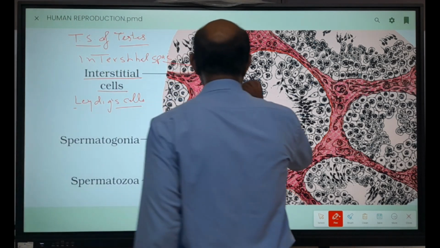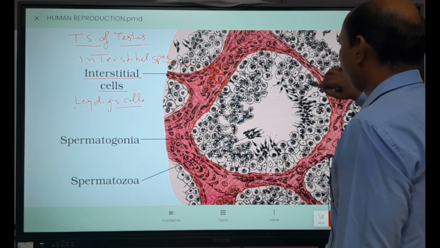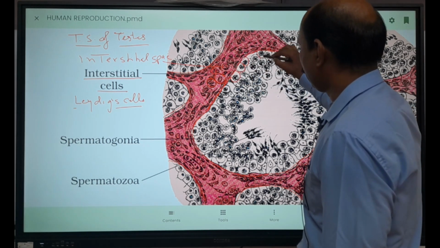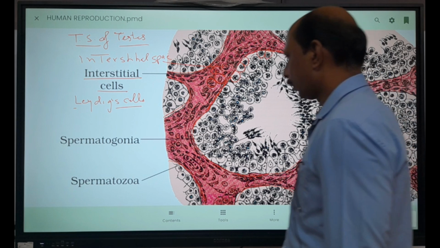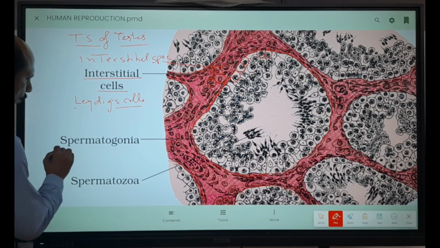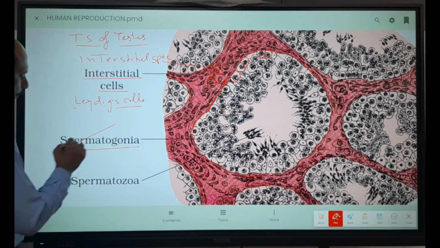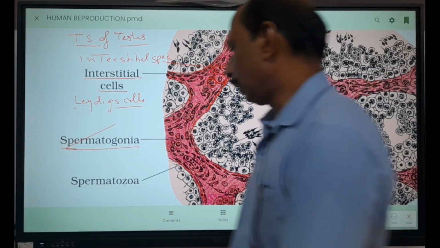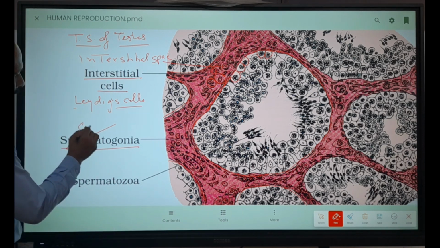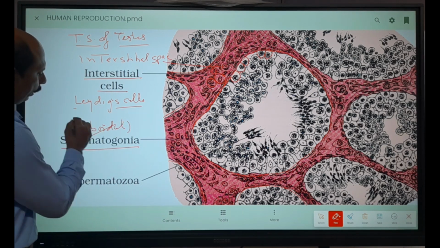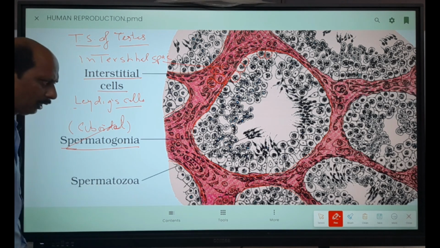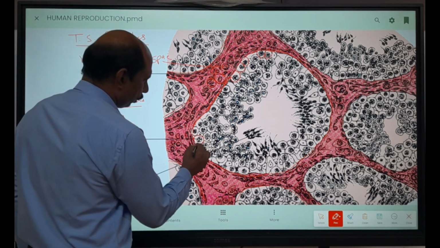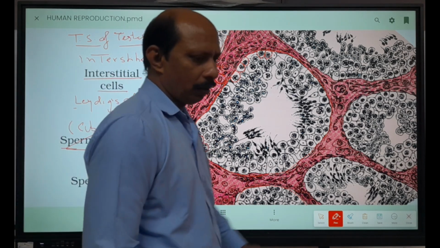Okay. Now here inside the seminiferous tubules, we have two types of cells. Some cells are germ cells. These are germ cells, right? And these germ cells are spermatogonia, which means sperm mother cells, right. These are cuboidal, meaning cube-like structures, cuboidal in shape. So they are also called cuboidal epithelium, right? Spermatogonia, when they divide, first what happens, they divide.